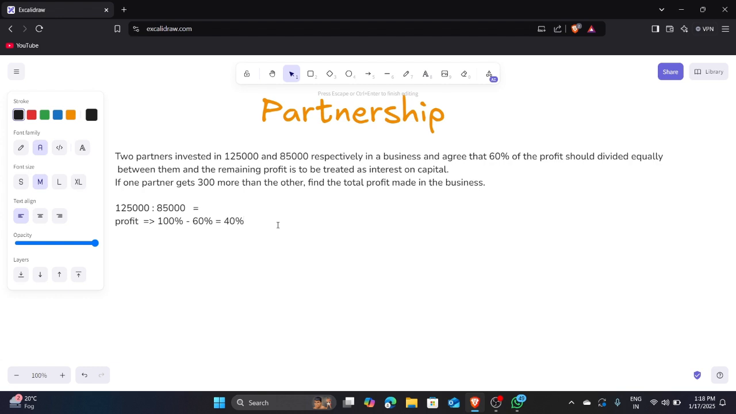But what they are saying is, one partner gets 300 more than the other, find the total profit made in the business. If they invested this much money, and there is no time given, then it means they invested this money for equal time. So if somehow we can get the ratio of it, then it's good for us. So the 3 cancel. So 5, so 1, so 25 by dividing 5 with each other, so 25, and here could be 17, I think. Yeah, this could be the ratio.